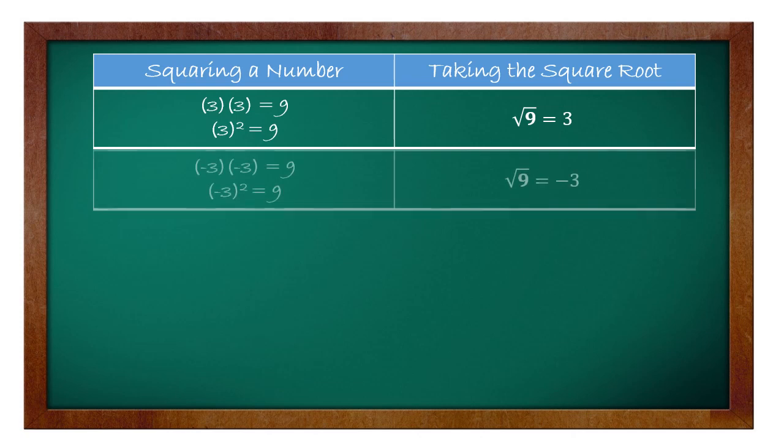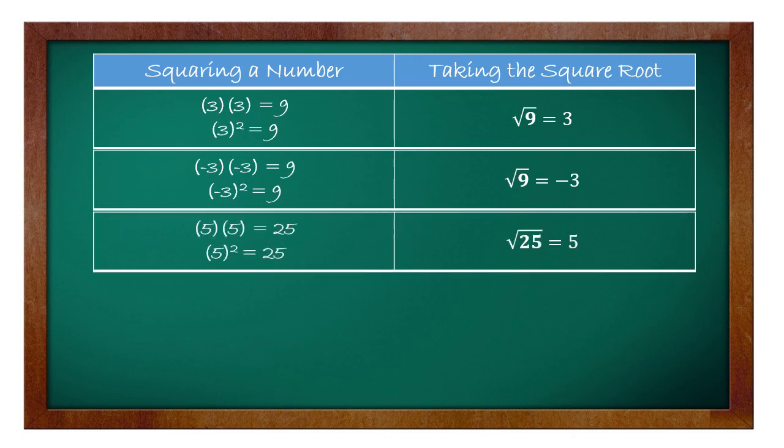Parang ganun siya, okay? So, another, negative 3 times negative 3 is equal to 9. Or we could write it as the quantity of negative 3 raised to the second power, which is equal to 9. So, kapag ang opposite naman niya, we have square root of 9 is equal to negative 3. Another example, 5 times 5 is equal to 25. Or we could write it as 5 squared is equal to 25. So, ang opposite niya is square root of 25 is equal to 5.